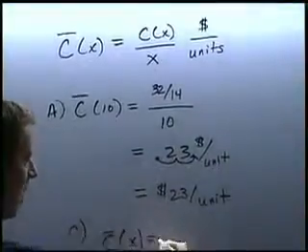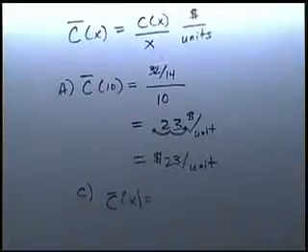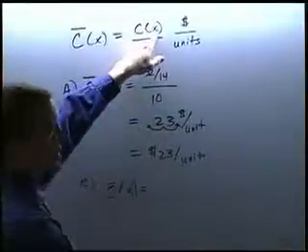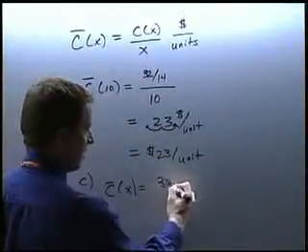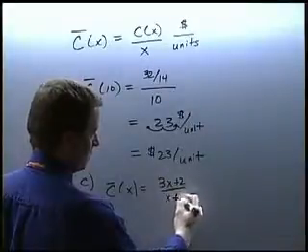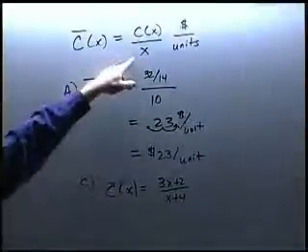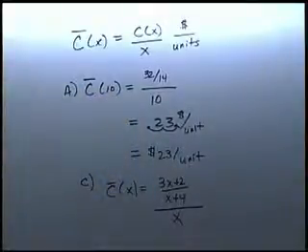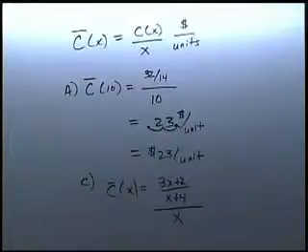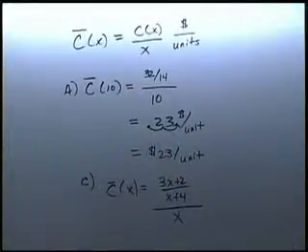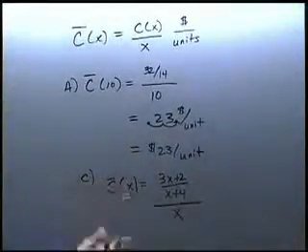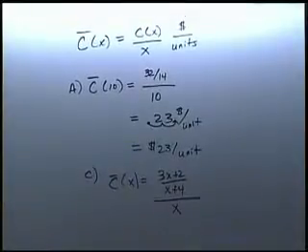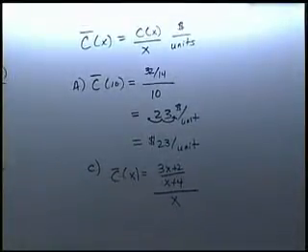It's not a difficult process because we don't have to plug in any numbers. All I need to do is rewrite the function c of x divided by x. So I take this whole thing and I divide it by x. And this is my average cost function for any number x. So now I can just take x and sub it in here, and I'll get my average cost for any number.